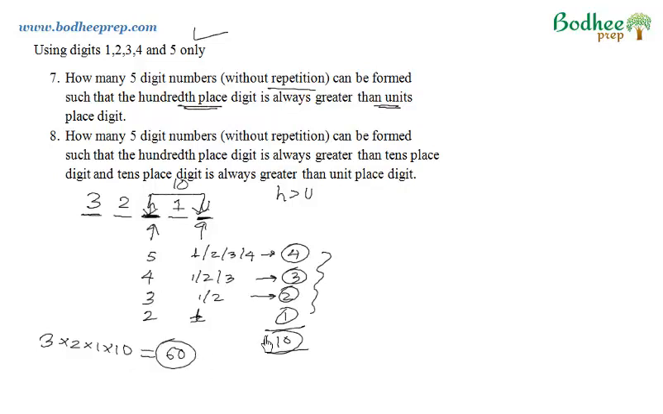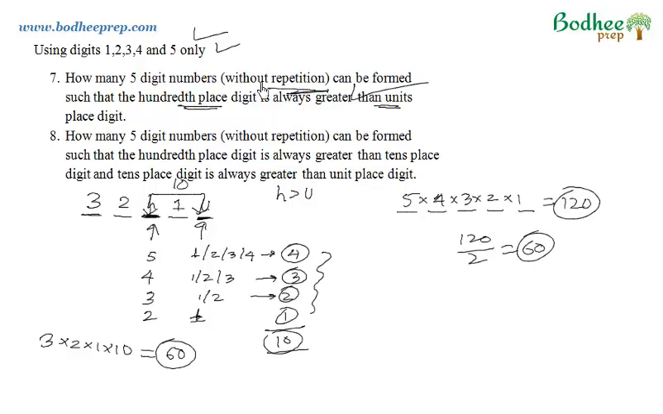Now let me take a different approach here. So rather than making cases, I can do it straight away also, without the restriction that the 100 place is greater than the unit place. If I make a 5-digit number using these digits without repetition, then those numbers will be 5 into 4 into 3 into 2 into 1, right? Which is 120. Now for this case, I can say there will be half the cases wherein the 100 place digit will be greater than the unit place, and half the cases where the unit place will be greater than the 100 place.